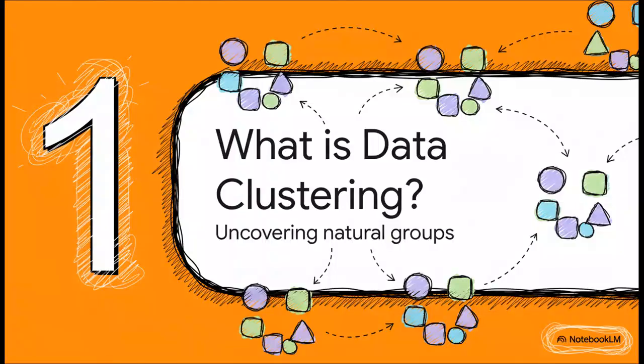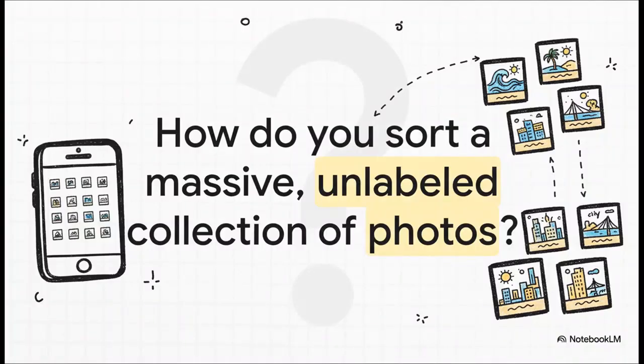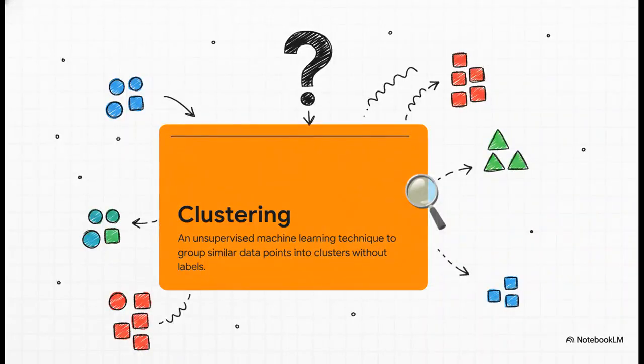First up, what exactly is data clustering? At its heart, it's really just about finding the natural, hidden groupings that already exist in your data. Let's try an analogy. Imagine you have 1,000 photos just sitting on your computer. No folders, no tags, nothing. How would you even start to make sense of them? Well, you'd probably just start making piles, right? You put all the beach vacation photos over here and all the city pictures over there. That instinct you have to group similar things together, that's exactly what clustering algorithms are designed to do, just on a massive scale.